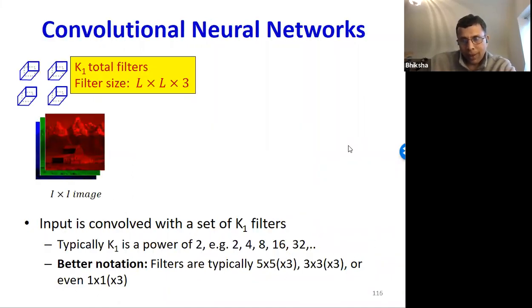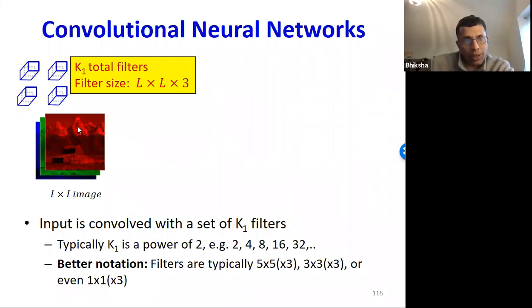Now, although I've been representing filters as 5 cross 5 or 3 cross 3, the more appropriate notation is 5 cross 5 cross 3 or 3 cross 3 cross 3, because you have the face, which is L cross L, and then you have the depth, that is 3. So there are actually 3 numbers defining each filter.